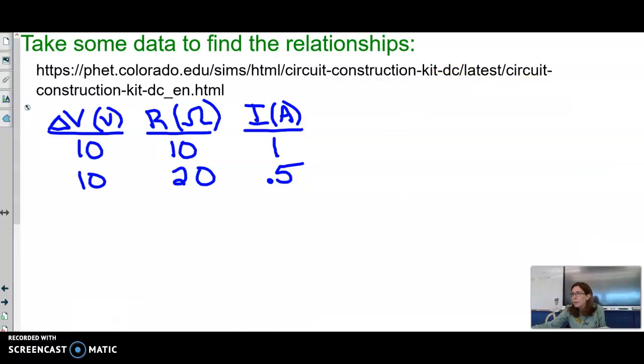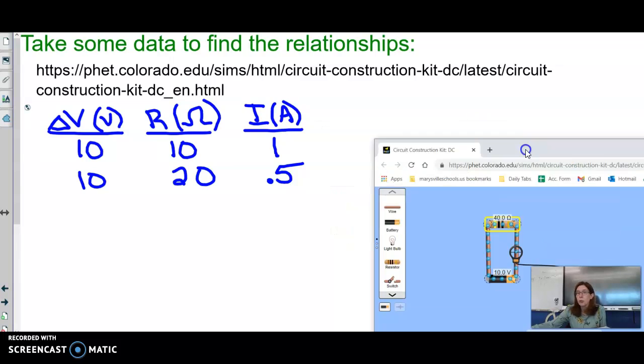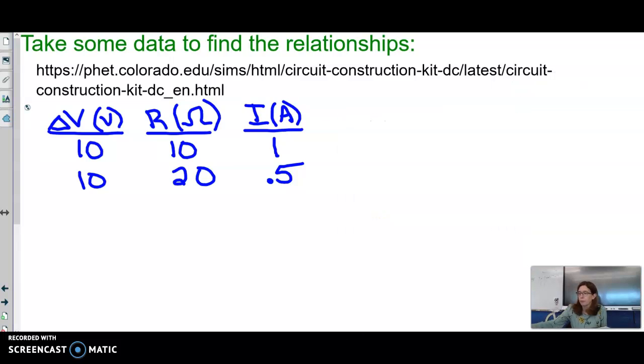So I'm going to take my same simulation here and change the resistance to another number. I'm going to change it up to 40. Just sliding it over here. So now you can see when it is at 40 ohms, the current has decreased again and it's all the way down to 0.25 amps at this point. So I'll go ahead and record that data. Again, I kept the potential the same, but I increased the resistance more and I can see the current has gone down even more.